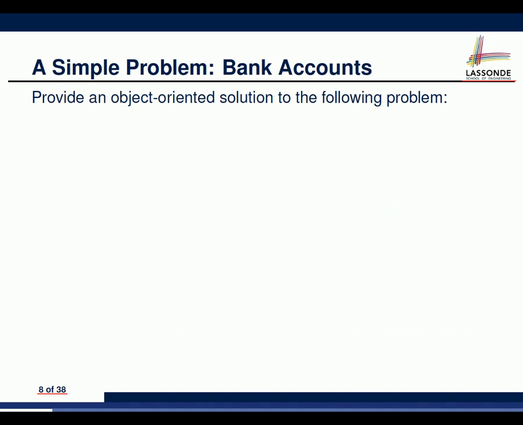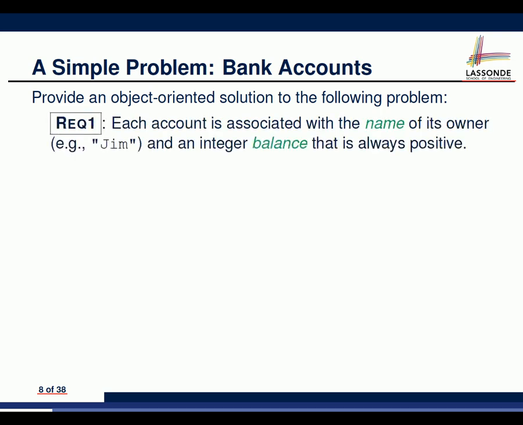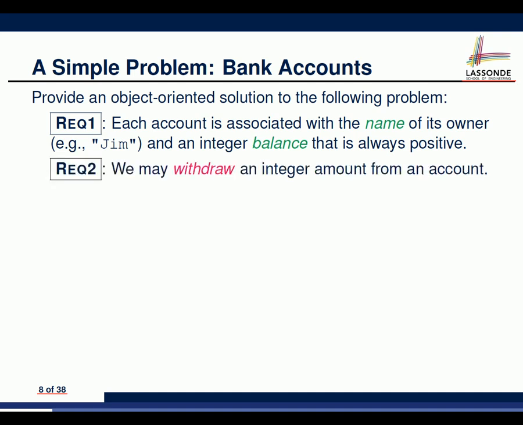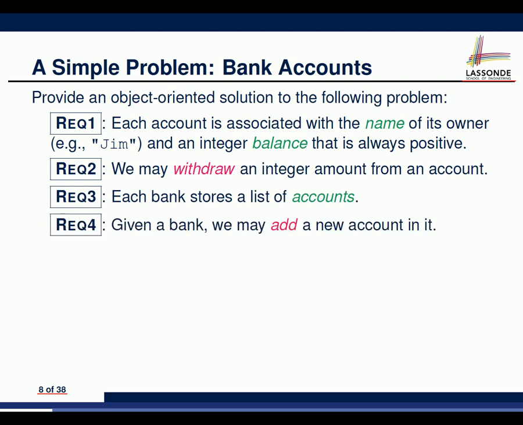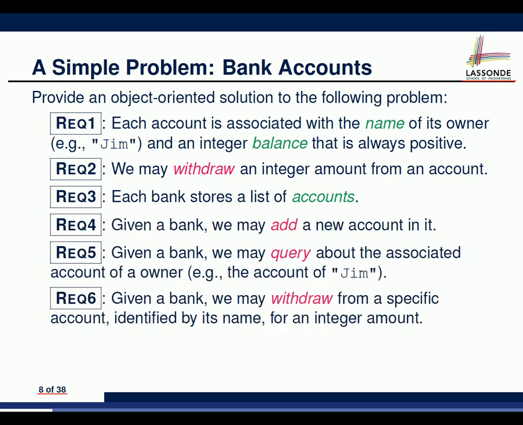Okay, now let's have a look at this particular problem. We have bank accounts, and we have several informal requirements. Requirement number 1: each account has an associated name and also a balance, and that is always positive. Requirement number 2: we may withdraw an integer amount from an account. Requirement 2 seems a little bit vague, but that's intentional. That's also normal for requirements. We also have requirements 3, 4, 5, 6. You can feel free to read them, but for illustration purposes, I will only do requirements 1 and 2. So let's focus on 1 and 2.